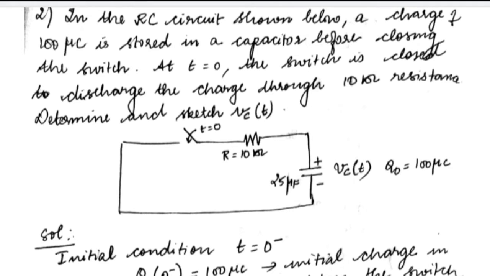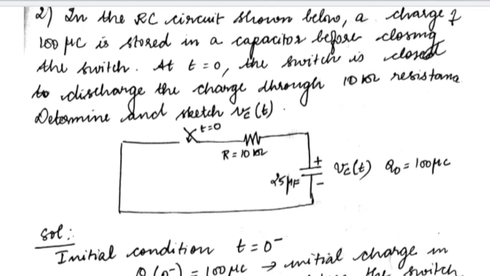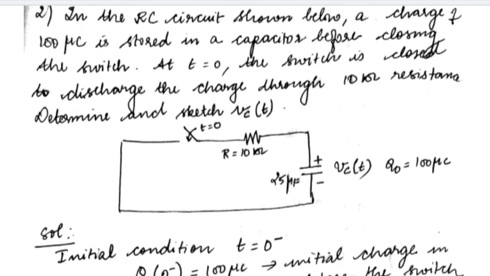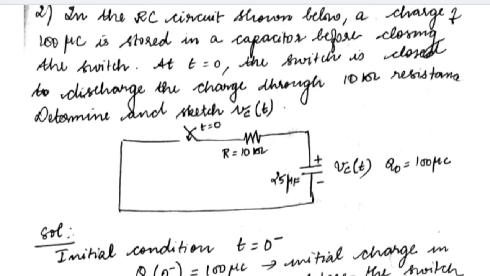This is the circuit given, and we have a capacitor of 25 microfarad. The charge stored in the capacitor is given as Q naught, which is 100 microcoulomb. First we must know the condition before switching. So the solution goes like this: the initial condition at t equal to 0 minus, the charge Q naught of 0 minus is equal to 100 microcoulomb. This is what is before switching.